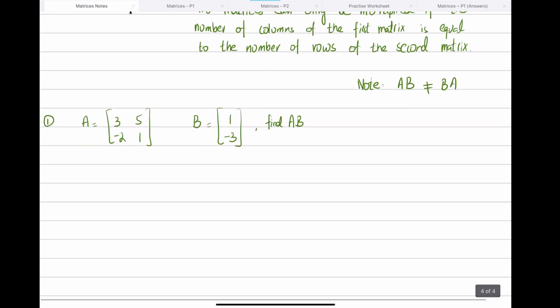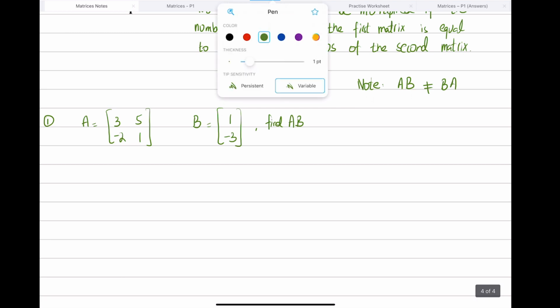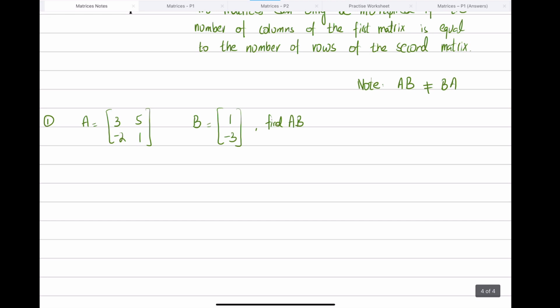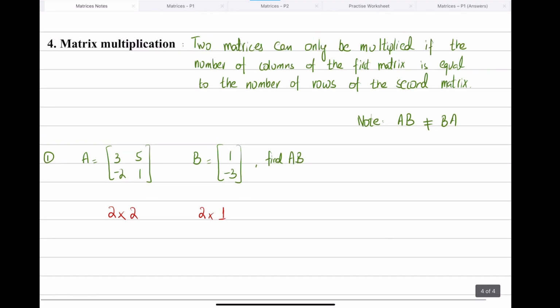Okay, so the first thing you need to do is you need to decide whether that's even possible or not. Okay, how do we decide that? Let's just write down the order of matrix A. So that's 2 by 2. Okay, let's write down the order of matrix B. That's 2 by 1. Now let's read the statement that we have written.